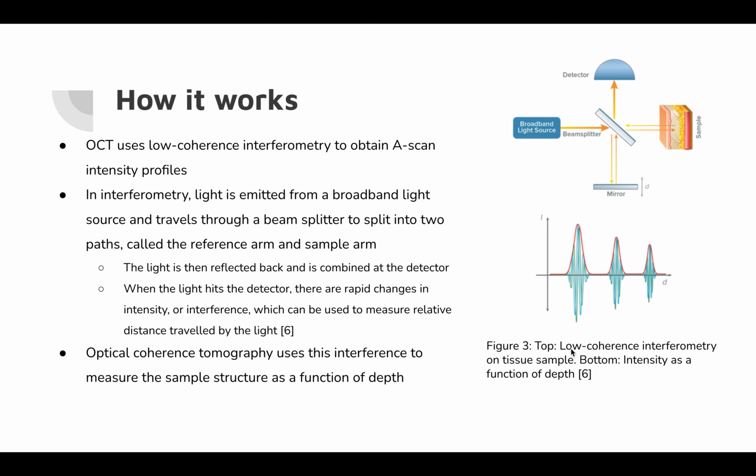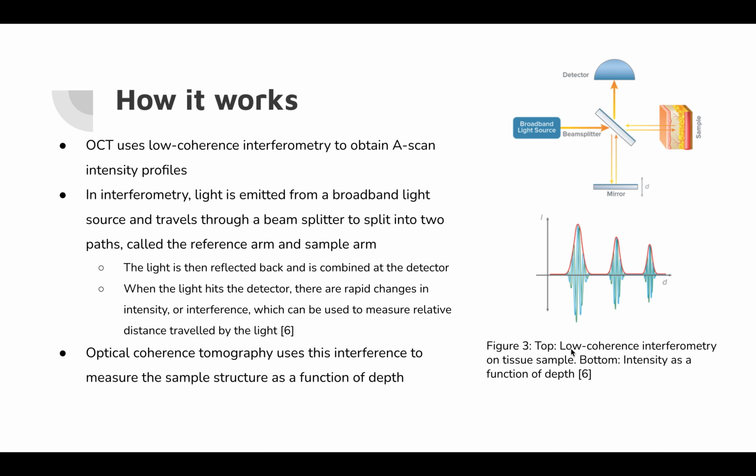To understand Fourier domain OCT, first it is important to understand low-coherent interferometry, which OCT is based on. Time-domain OCT has a fairly simple setup, using low-coherence interferometry to obtain A-scan intensity profiles. In interferometry, light is emitted from a broadband light source and travels through the beam splitter, resulting in two paths called the reference arm and the sample arm. The light from these paths is then reflected back and combined at the detector.